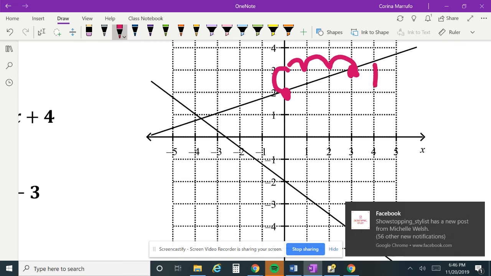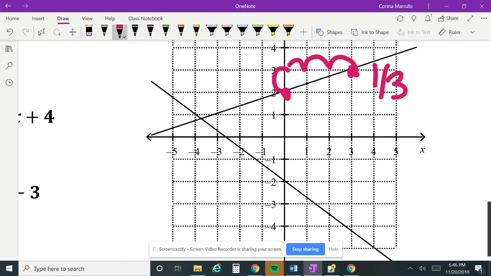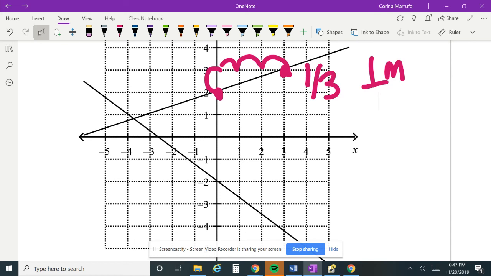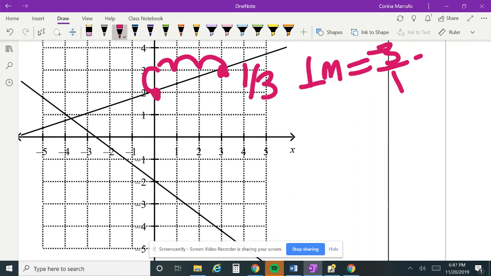So this is 1/3. So if we have a perpendicular slope or a slope that makes a right angle with this line, the slope has to be -3. A perpendicular slope would be -3 over 1, which would just be -3. Okay. Then we count the slope for this line.